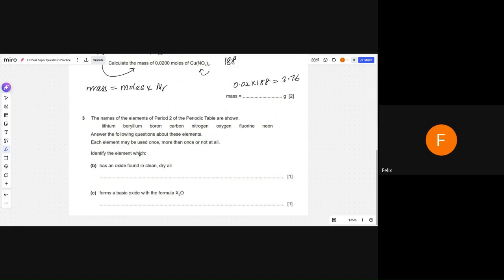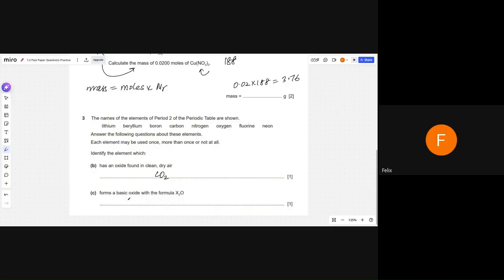Identify the element which has an oxide found in clean, dry air. Yeah, carbon dioxide. It is a natural component of air, which is increasing in concentration, of course, because of human activity. But it has a continuous presence in air. So I hope this is clear, and now we move on to the next part.